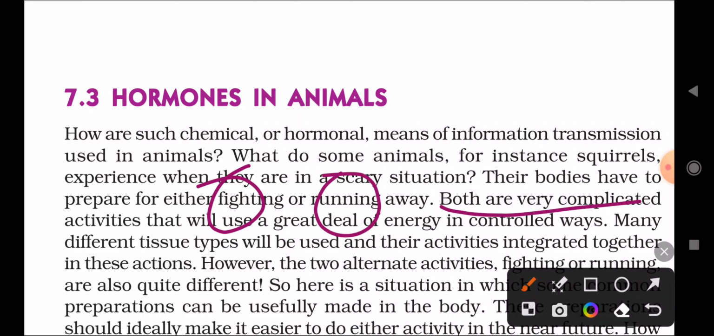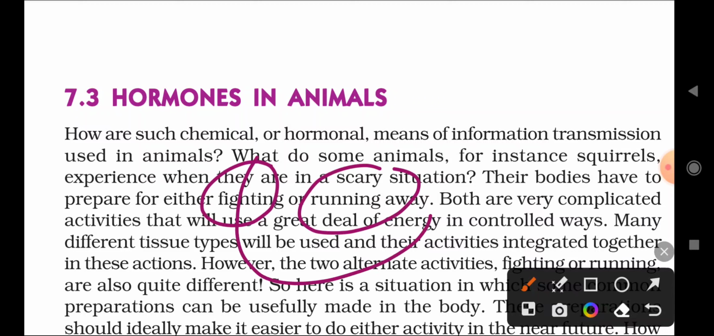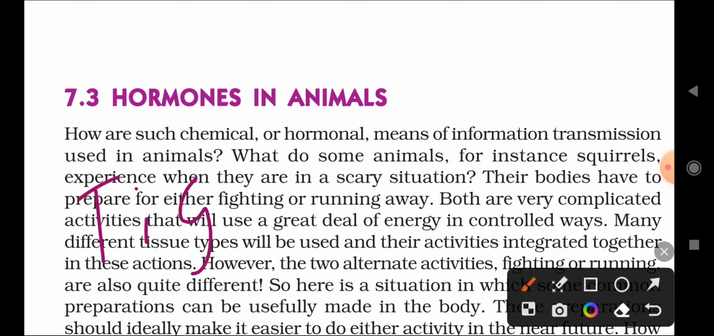Both are very complicated activities that use a great deal of energy in a controlled way. To fight or to run away from that situation, both require a great deal of energy. The animal's body requires more energy for either fighting or running away. For example, here a tiger is trying to eat a deer.